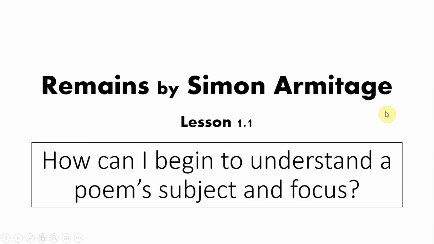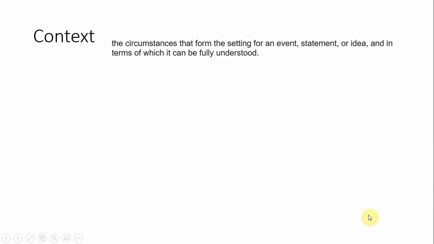So we'll begin. Our first poem is Remains by Simon Armitage. And we are first of all asking the question, how can I begin to understand a poem's subject and focus? How can I get to grips with what a poet was thinking about when they wrote it and what they wanted me to think about when I read it? Let's kick off with some vocabulary that's going to help us with our understanding.